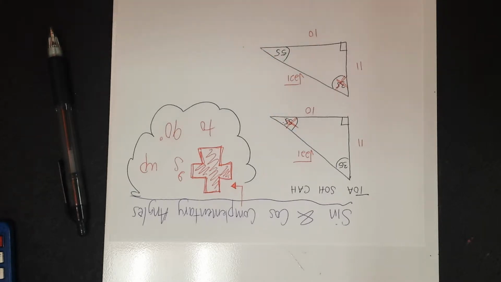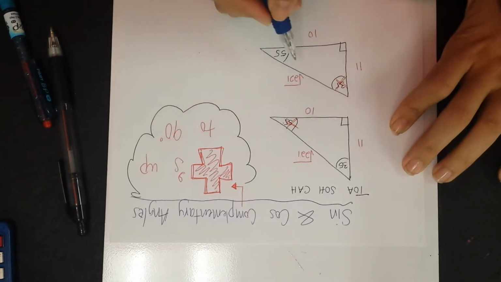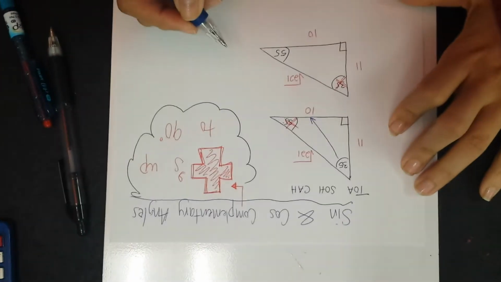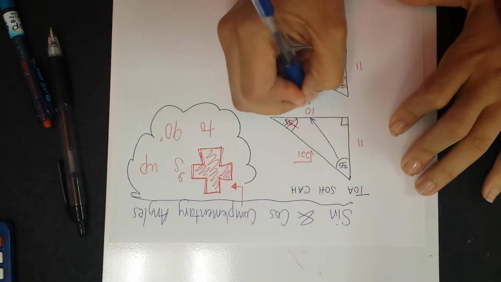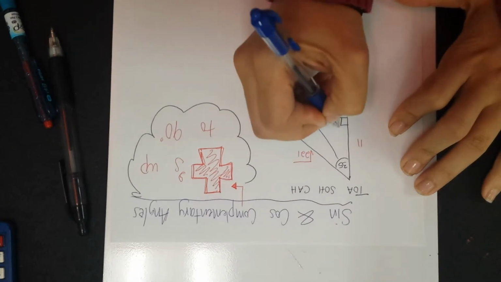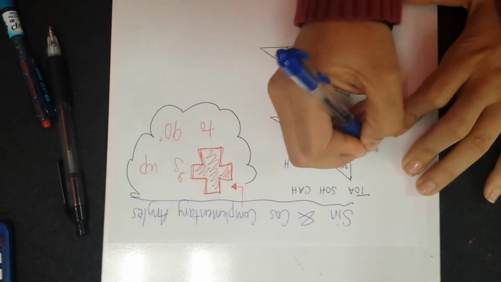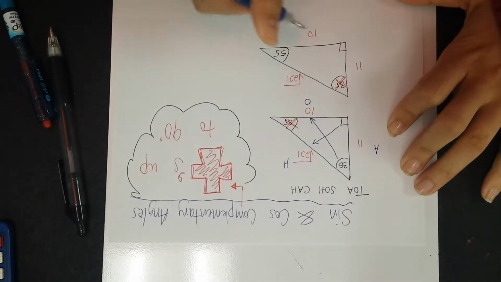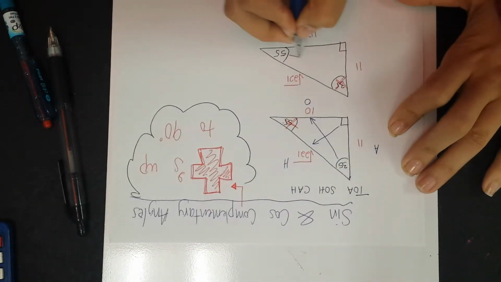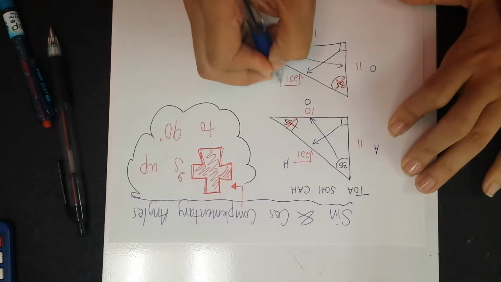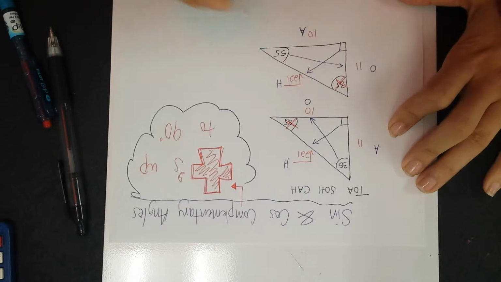So on the first one, first thing I always do is label my triangle. So if I'm using 35, 10 is going to be what? O. Radical 221 is going to be H. Whatever is left over is A. Label this triangle. This time your angle is 55, so that's going to be O. That's still going to be H, and that's going to be A.